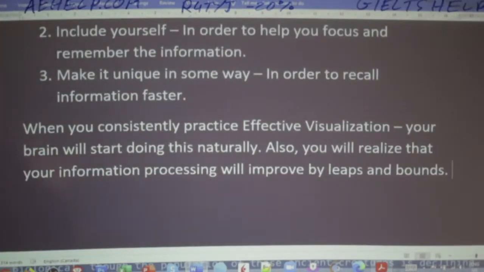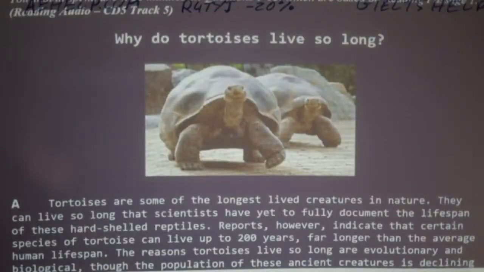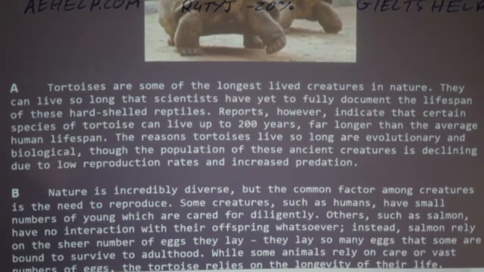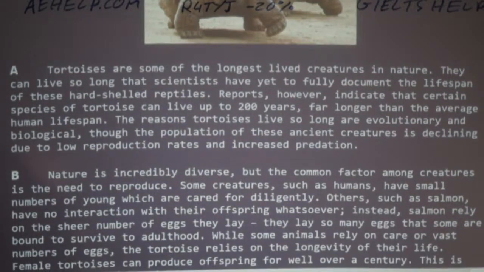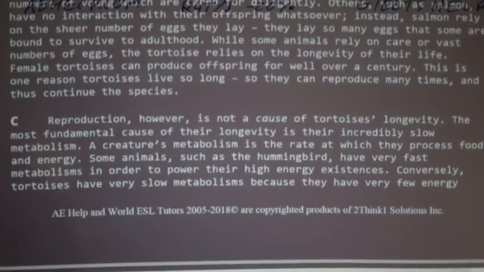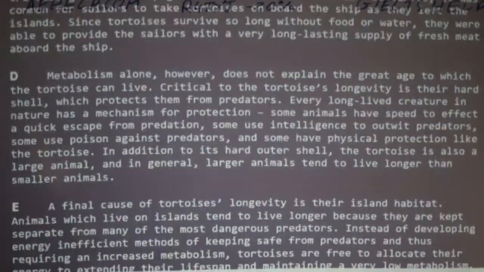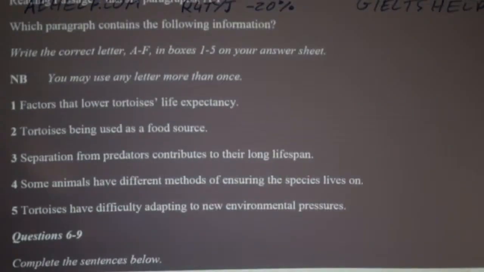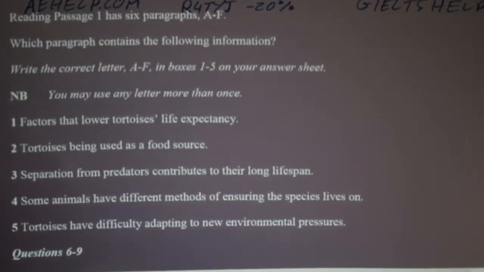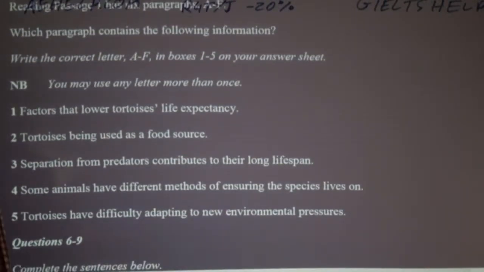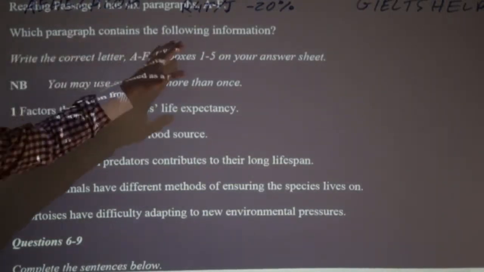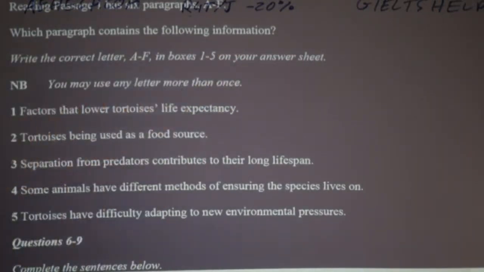Okay. So back to the reading. All right, we're visualizing. Keep that image. Hold on to that image. Okay, so hold the image. Hold your visualization in your mind. All right, now in the reading, it's a good idea to take a look at the questions. Read questions that have information which is in the passage. Here we have which paragraph contains the following information.